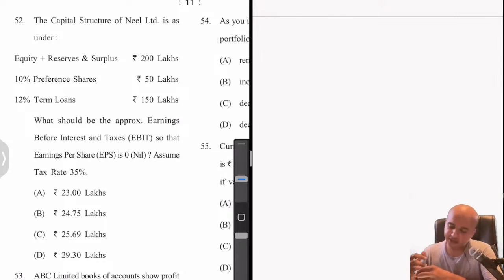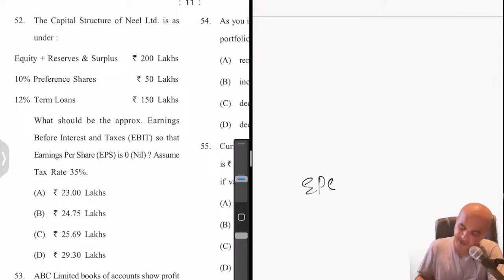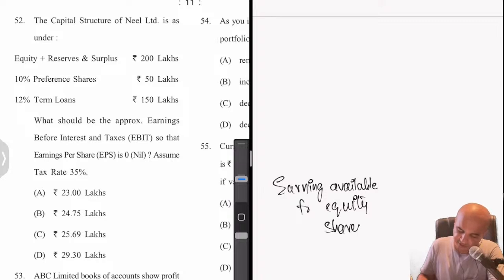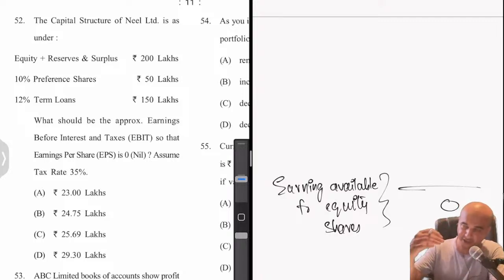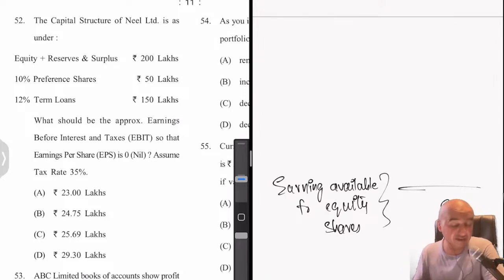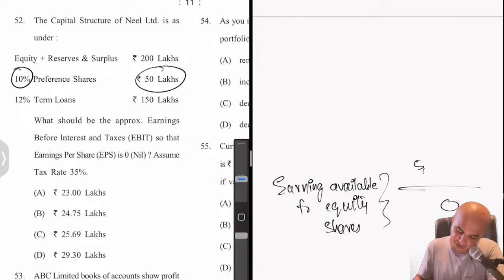So if EPS is 0, let me write down that EPS is nothing but earnings available to equity shareholders divided by number of shares. So I will start with that: earnings available to equity shareholders. EPS will be 0 only when earnings available to equity shareholders is also 0. So now when do we arrive at earnings available to equity shareholders? After making the payment to preference shareholders. So immediately before this we would have paid preference dividend. How much is the preference dividend? That's easy to calculate. 10% on 50 lakhs, which comes to 5 lakhs.